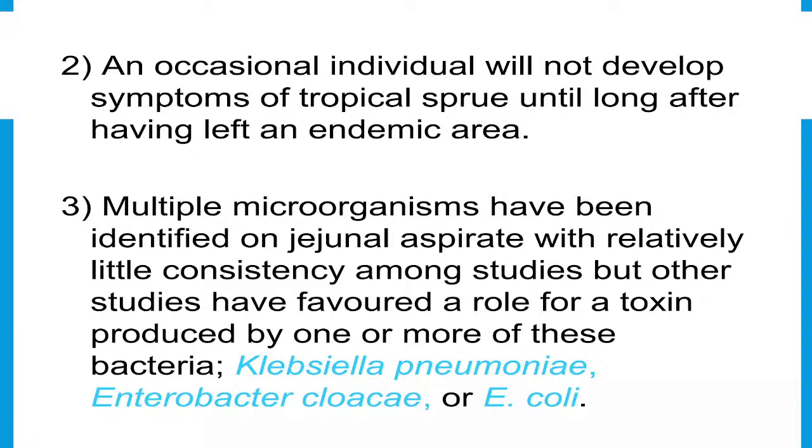Then multiple microorganisms have been identified on the jejunal aspirate with relatively little consistency among the studies. So multiple microorganisms have been found, but there is no consistency between the research studies. But other studies have favored the role of a toxin produced by one or more of these bacteria, such as Klebsiella pneumoniae, Enterobacter cloacae, or E. coli.